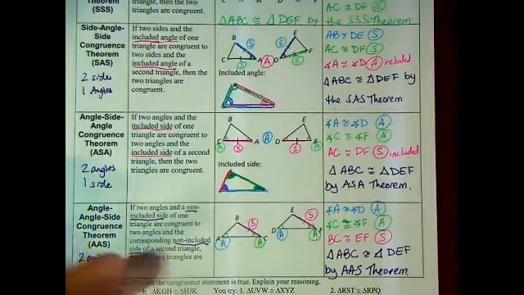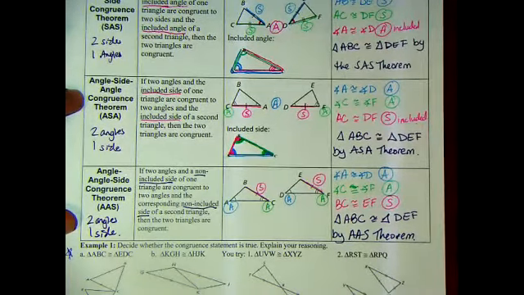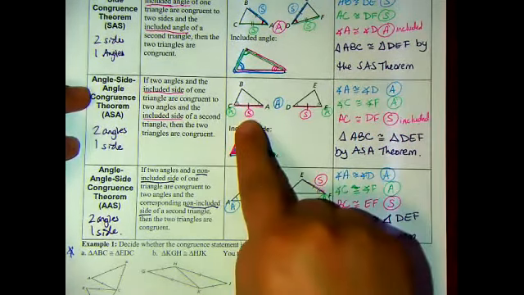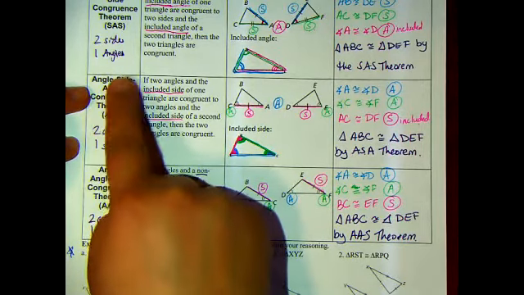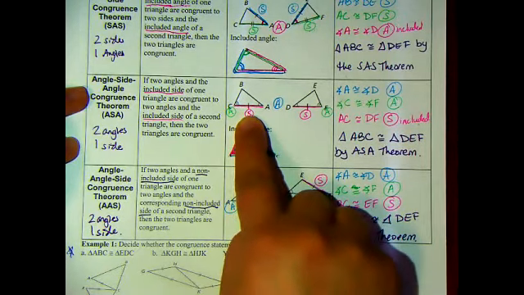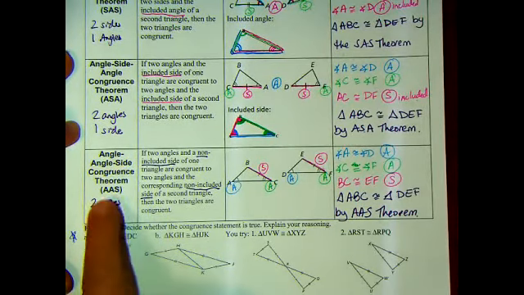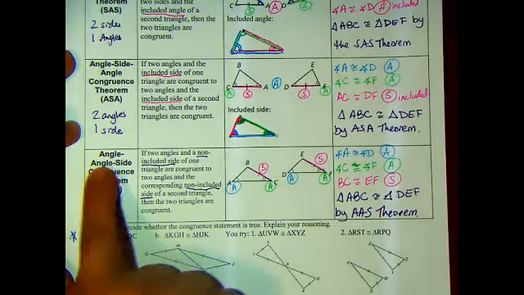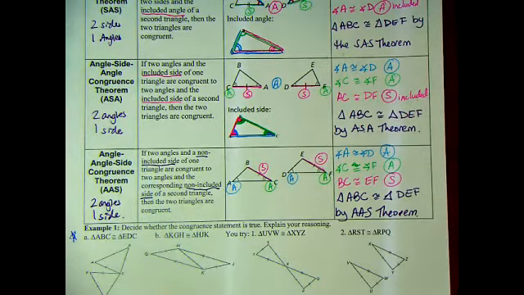So side, angle, side. And then we have our two theorems that are two angles and one side. One of them, the side is included, and that is the angle side angle, where side is written in the middle, because the side is in the middle of the two angles. And then we have the angle angle side congruence theorem. And that again, two angles, but notice the side is written last, or first, however you want to look at it.